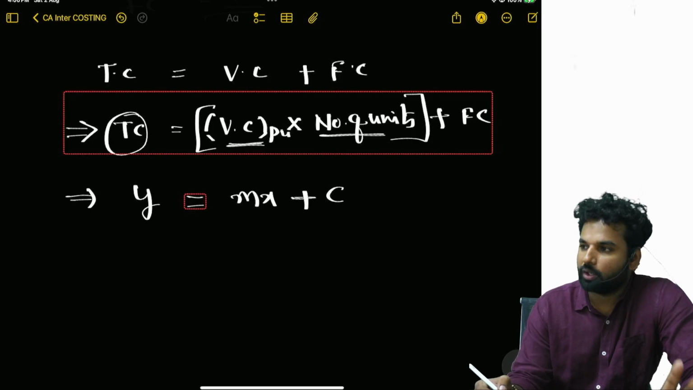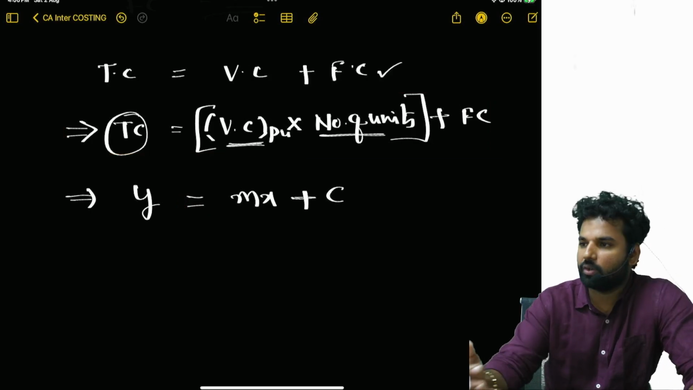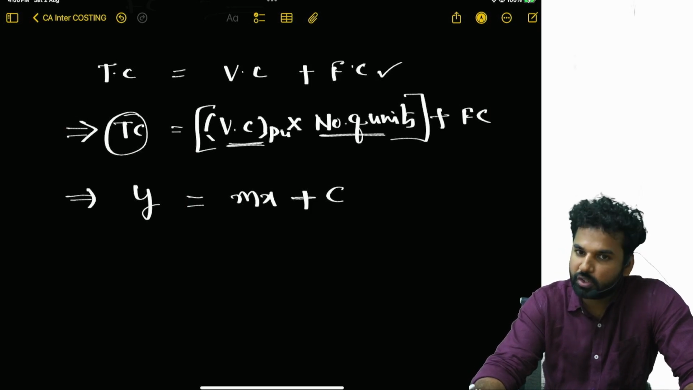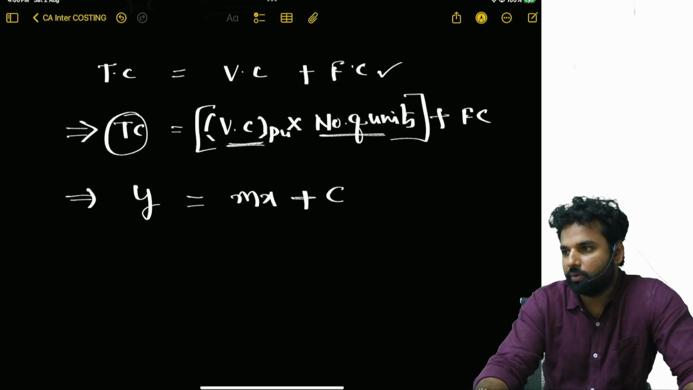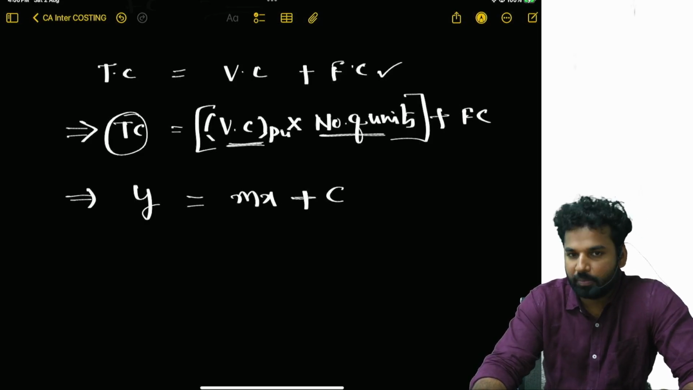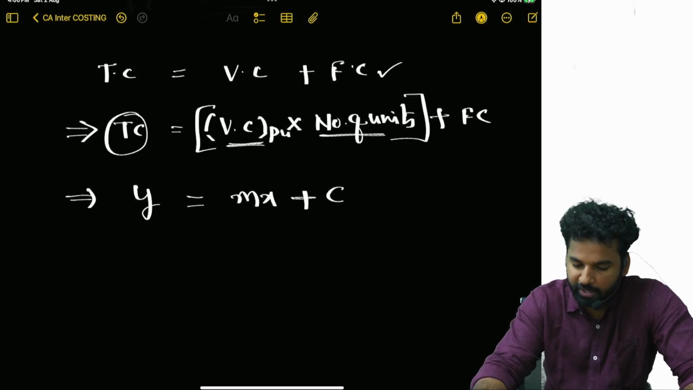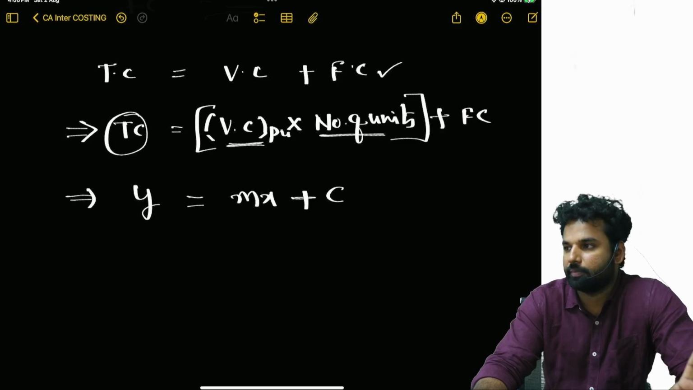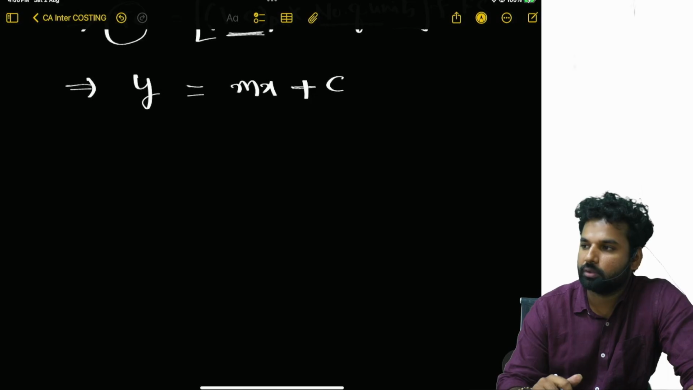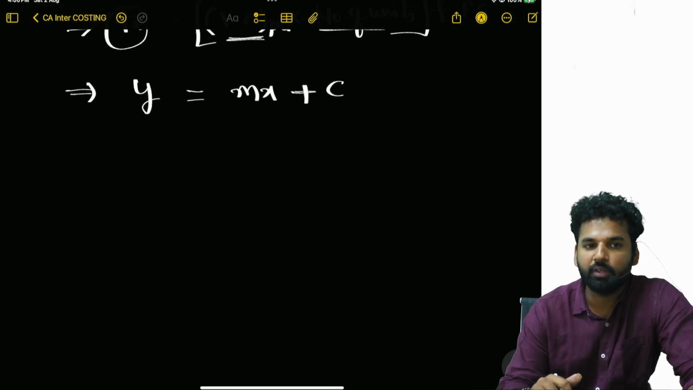Y is total cost. So you know this, no? Total cost is equal to fixed cost plus variable cost. So total cost is equal to variable cost per unit into number of units plus fixed cost. Here the total cost is denoted by Y, variable cost per unit by M, number of units by X, and fixed cost by C. Okay, right. So using this equation, we can also derive fixed cost and variable cost.